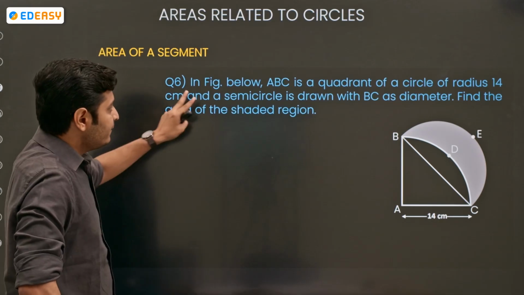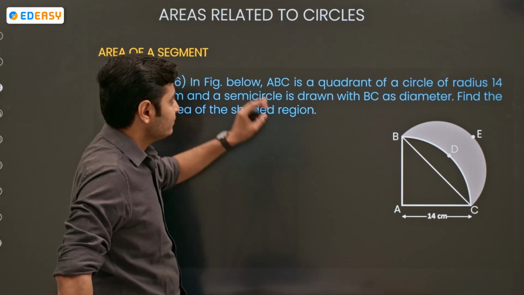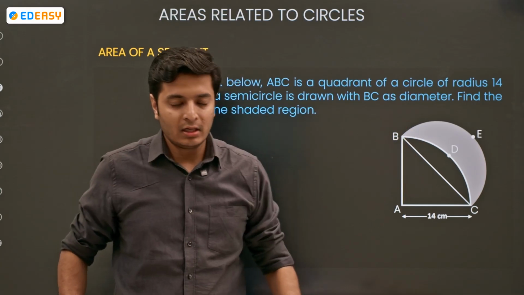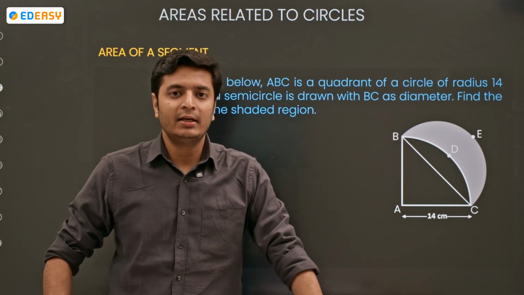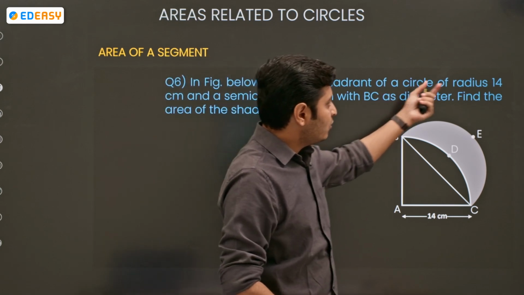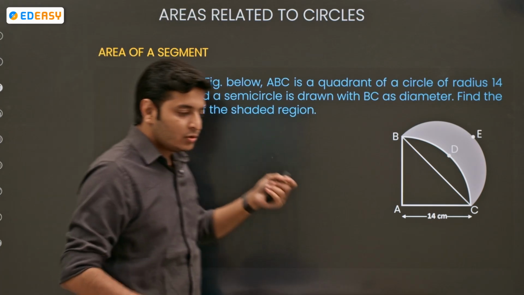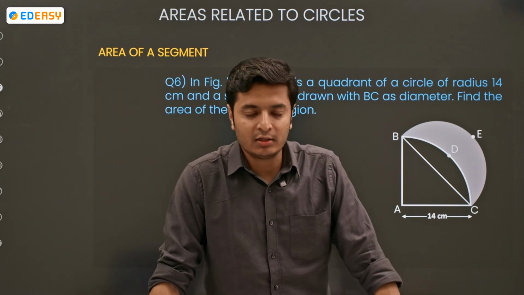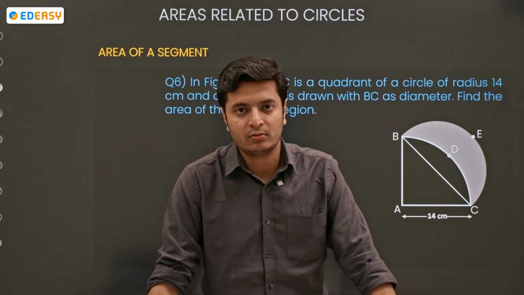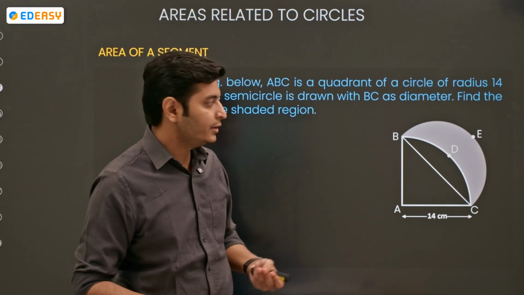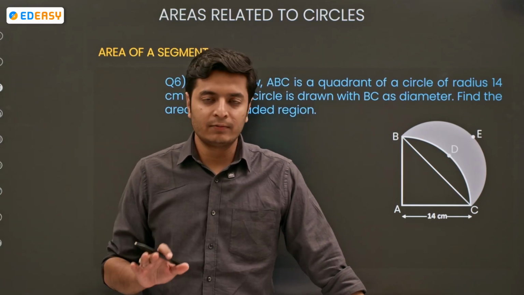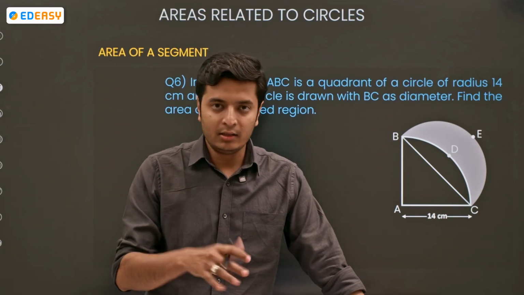But to find the area of the shaded portion, first we need to analyze the statement that is given to us. In the figure below, ABC is a quadrant. Again, the same word came, quadrant. If quadrant is given, then it means it is 1/4 of the circle, correct? Now, quadrant of a circle of radius 14 centimeter. So the quadrant is of a circle which is having radius 14 centimeter. So of course this is the radius of that quadrant also, because quadrant is part of the circle only, no? And also if it is a quadrant, it is 1/4 of the circle. So everything is 1/4. Area 1/4, angle theta 1/4.